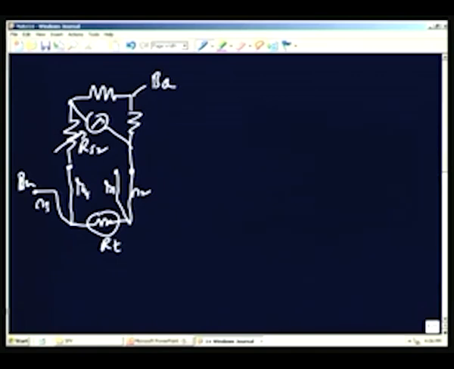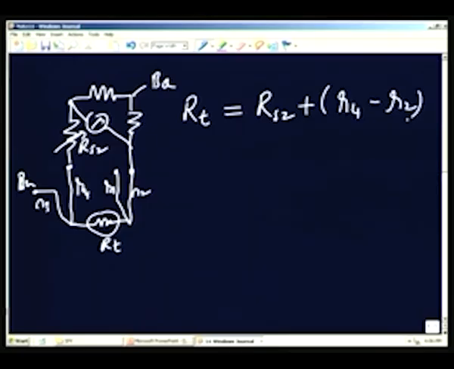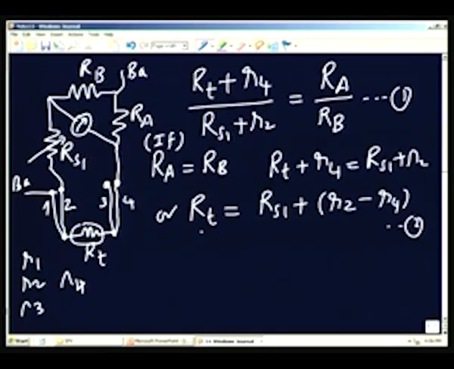So, what I have done is I have simply changed 2 and 4, and R3, which was floating in the first case, is now used for the connection to the battery. By an argument similar to what we did in the previous case, we can see that RT in this case is RS2 plus R4 minus R2. So, if you go back to the previous one, R2 minus R4 plus RS1 equal to RT.